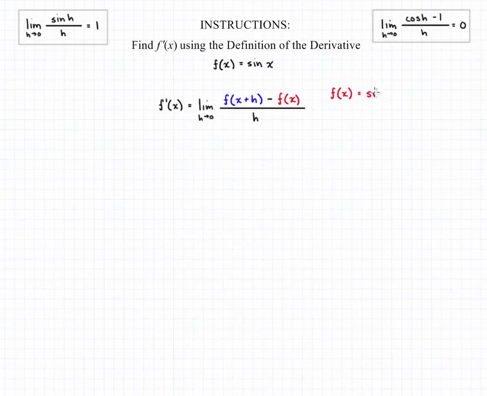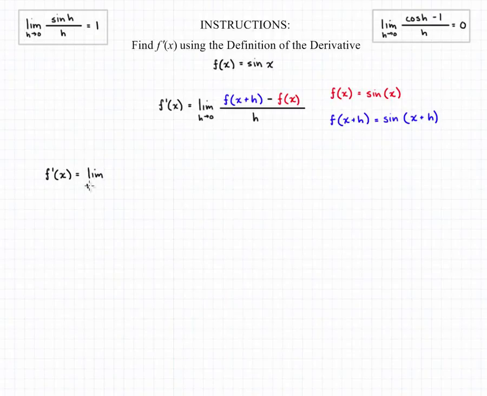So according to our equation in the beginning, f of x is going to equal the sine of x, and f of x plus h is going to equal the sine of x plus h. Now that we have our pieces, we can plug this into our formula.